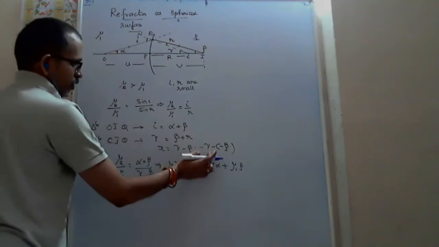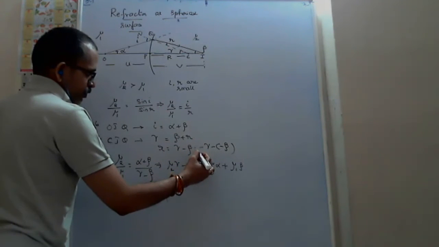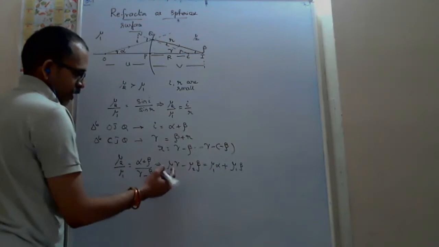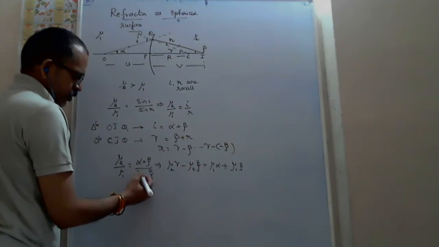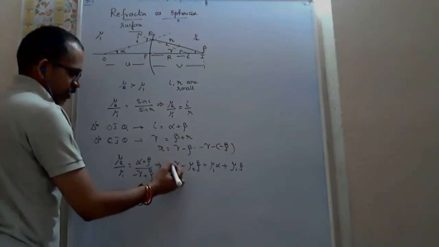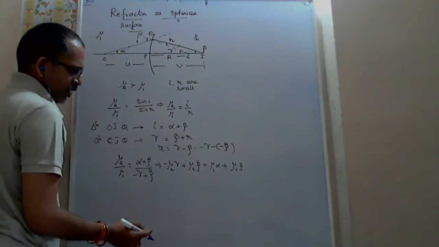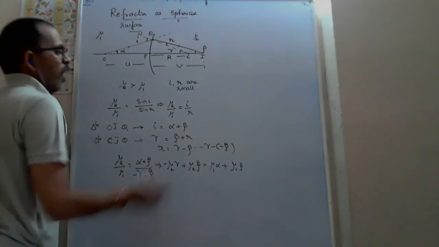Why? Taking the minus common on both sides, it cancels, sir. mu1 alpha plus mu1 plus mu2 into beta, sir. After substituting, minus gamma plus beta. How to cancel these two, Nana? Sir, I brought all the betas to one side.